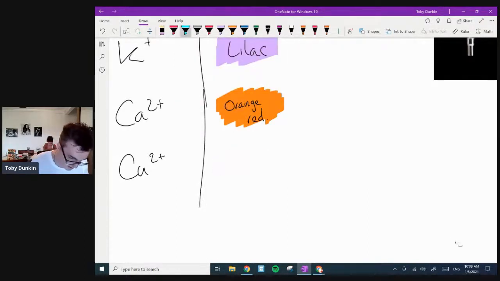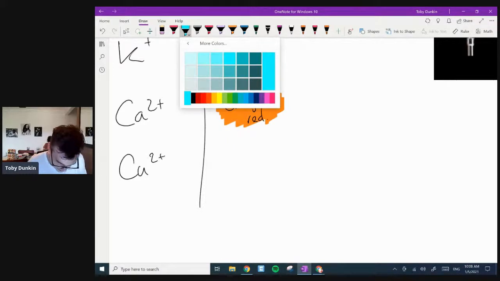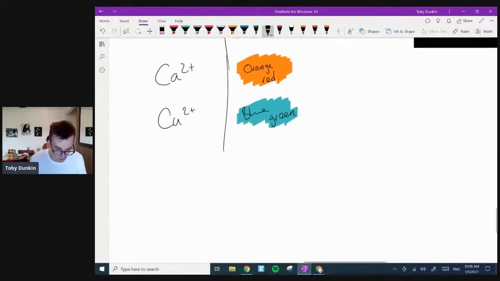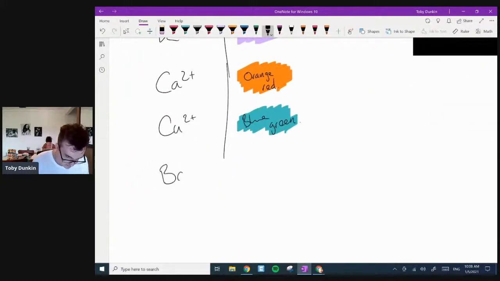Let's try that again. It literally is a combination of the two of them, really. It's quite a bright green, to be fair. Let's just zoom out. Yeah, there you go. That'll do. So it's a blue-green. There we go.